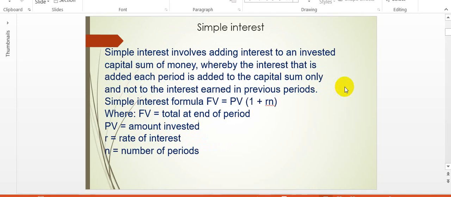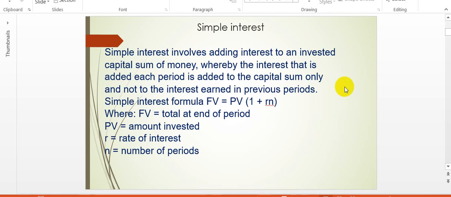Simple interest involves simply adding interest to an invested capital sum of money, whereby the interest that is added each period is added to the capital sum only and not to the interest earned in previous periods. So you invest, for example, 2,000 for 1 year, and you earn interest only on the 2,000 for that particular year.